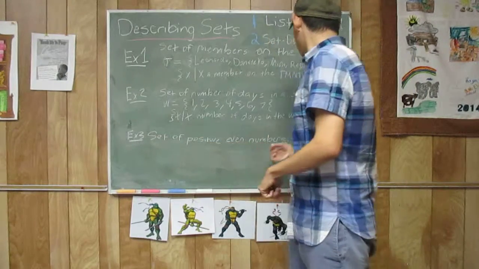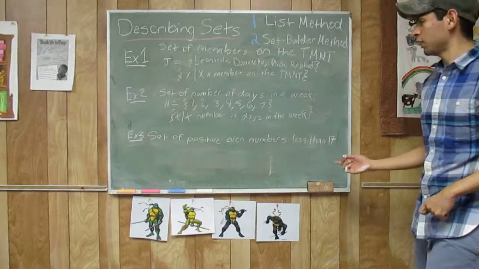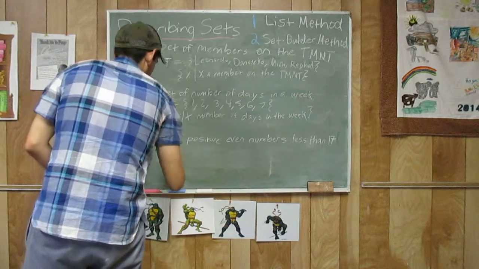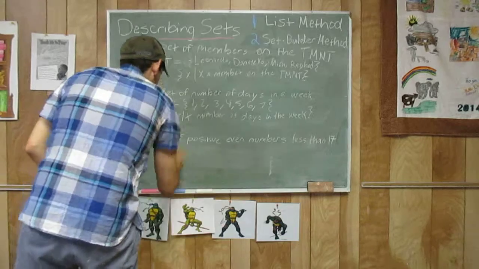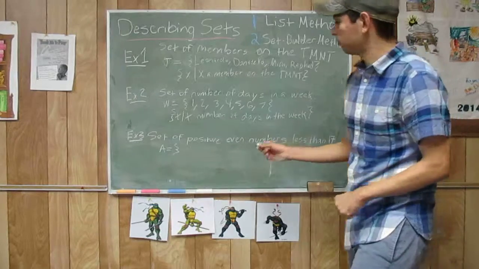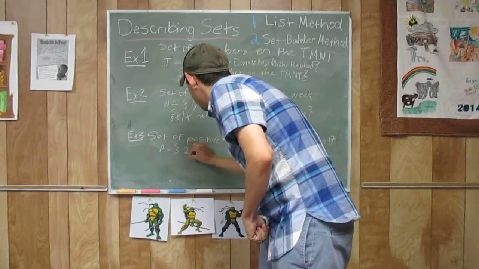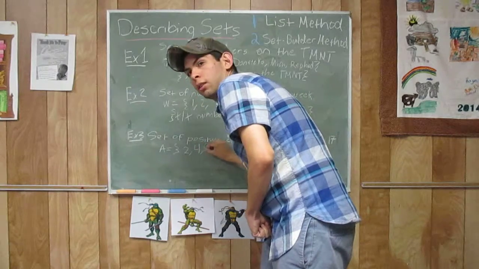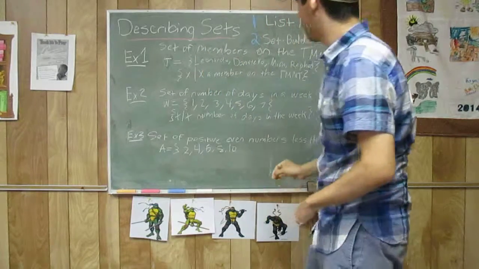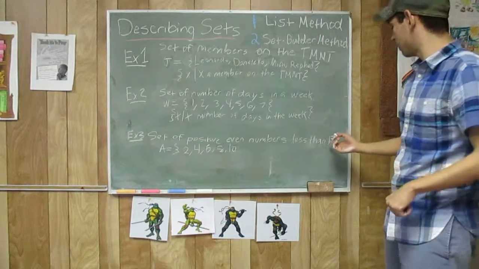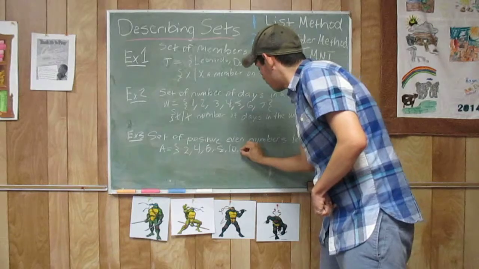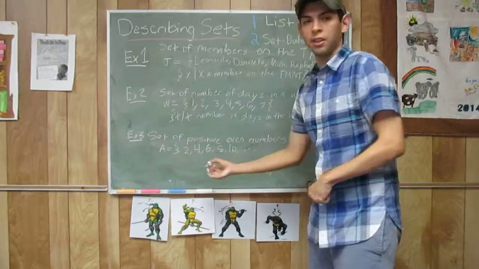Let's move on to example number 3. The set of positive even numbers less than 17. We're going to use A equals, and we'll open, and put, well, what are the positive even numbers less than 17? We can do 2, 4, 6, 8, 10, and there's another way. If it's something this long, say less than 100, we can write a comma and put 3 dots. The 3 dots represent the continuation.